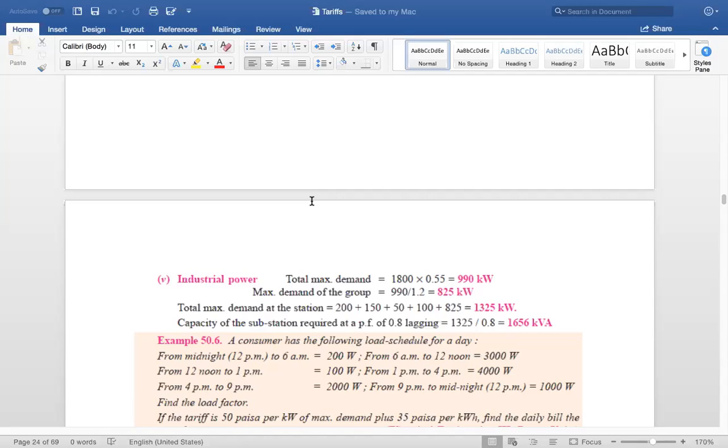So the total maximum demand on the station will be 200 plus 150 plus 50 plus 100 plus 825. So that's 1,325 kilowatt. Capacity of the substation required at a power factor of 0.8 lagging will be 1325 divided by 0.8. That gives us 1656 kVA.